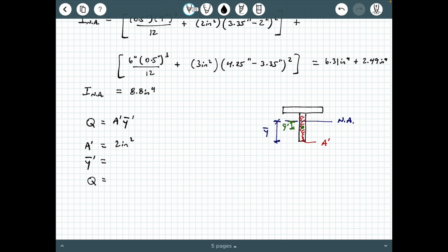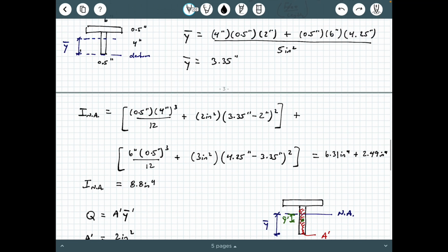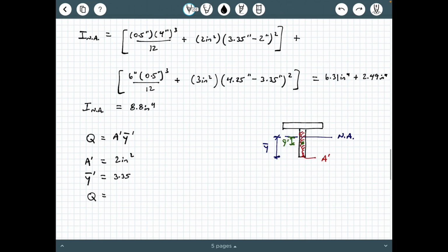What about Y prime bar? Well, I've already got it labeled for us. Y prime bar is the distance in between the overall neutral axis, which is defined by Y bar, and the centroid of A prime, which is that web rectangle shape, right? So that's going to be 3.35 inches minus 2 inches, which of course is just 1.35 inches, okay? And so to calculate Q, I'm going to say 2 times 1.35, and of course I get 2.7 inches cubed.